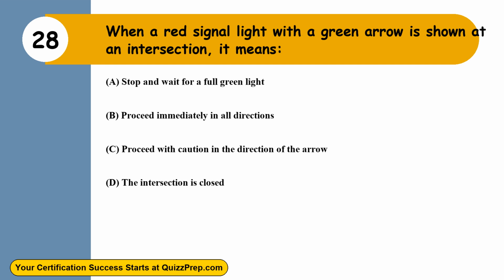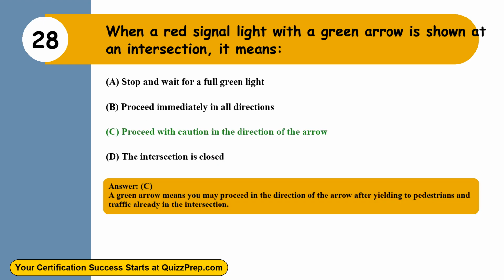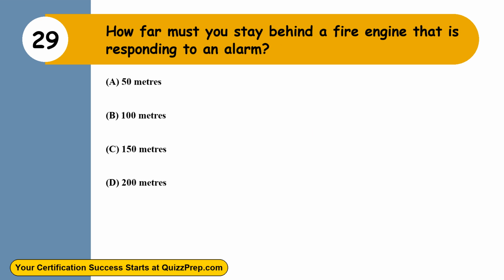Question 28. When a red signal light with a green arrow is shown at an intersection, it means: Option A, stop and wait for a full green light. Option B, proceed immediately in all directions. Option C, proceed with caution in the direction of the arrow. Option D, the intersection is closed. The correct answer is option C, proceed with caution in the direction of the arrow. A green arrow means you may proceed in the direction of the arrow after yielding to pedestrians and traffic already in the intersection.